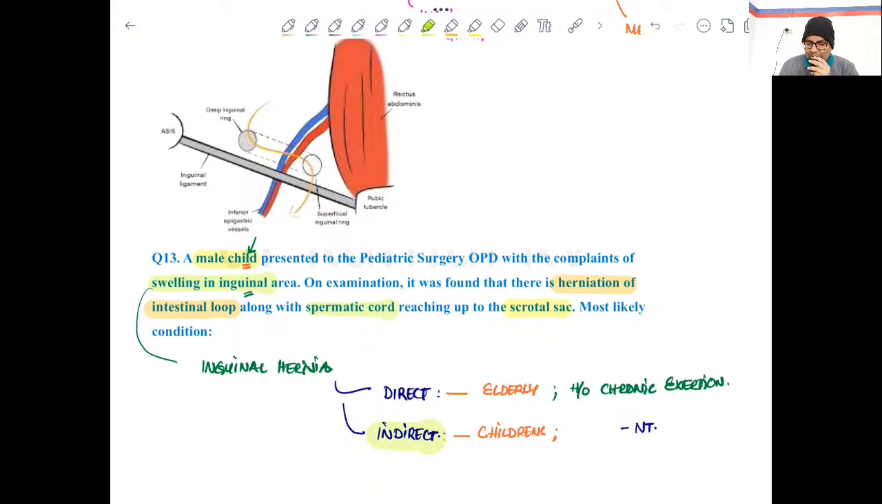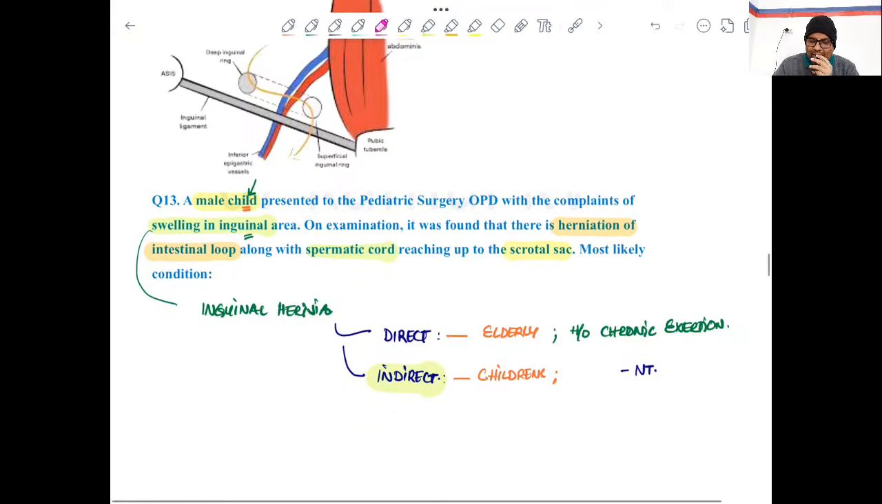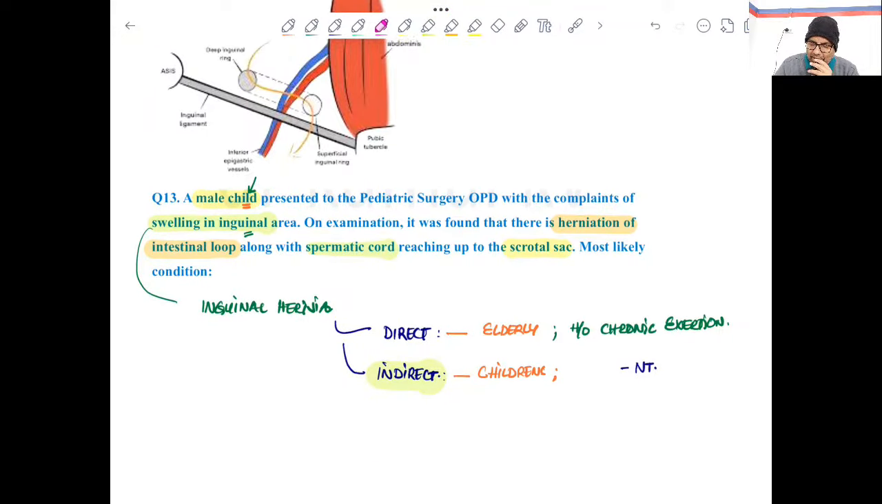So Chaitanya, you're right. Okay, and secondly, what is the anatomical difference between direct and indirect? Direct, the entry is through the posterior wall. Clear? So the bowel enters into the inguinal canal through the posterior wall.